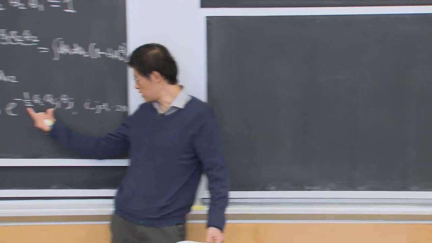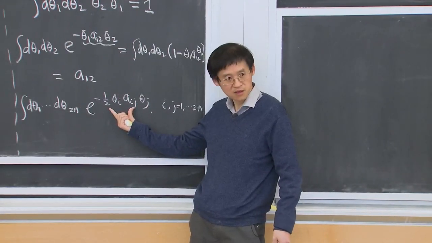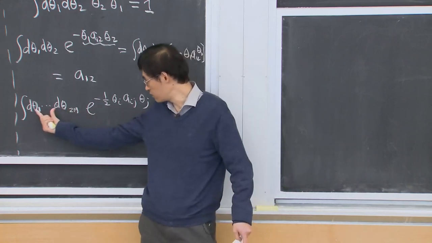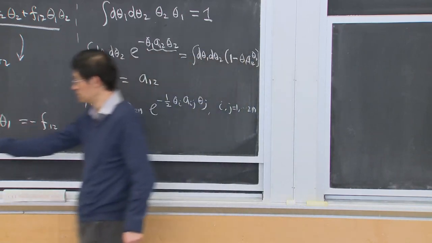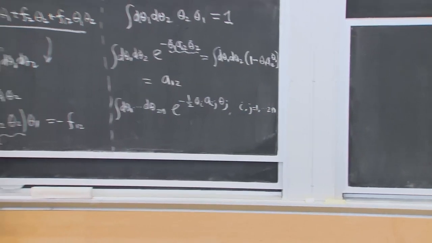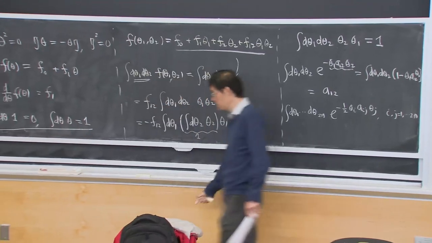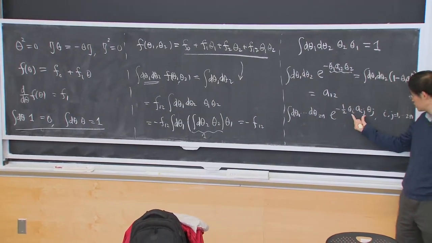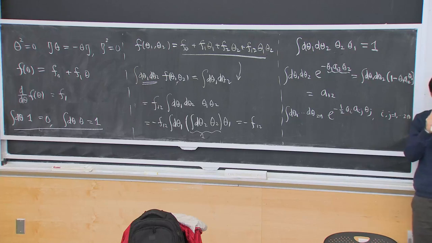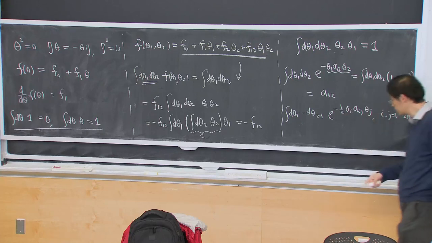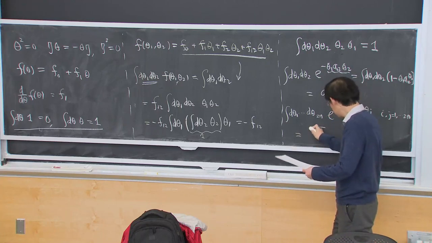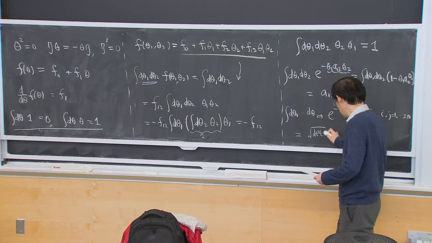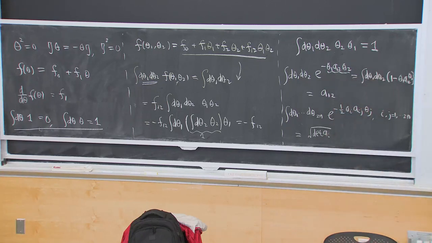So if you don't expand to a sufficient number of theta, you will get zero, because you have to have one theta for each d theta, okay, in order for this rule. So you have to expand to the order in which each theta appears exactly once, okay? And if you do that and look at that term, you find that this just gives you the square root of the determinant of A_IJ, determinant A, okay?